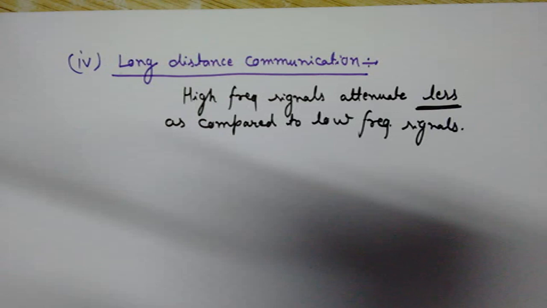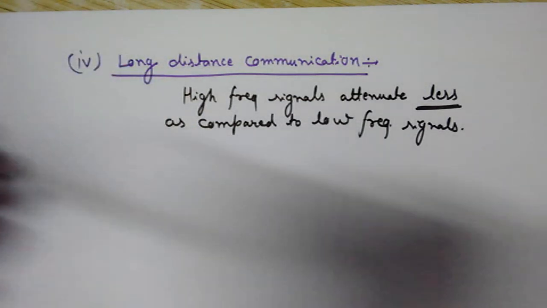So since we know that modulated signal has higher frequency than that of the message signal, since in modulation the low frequency message signal is carried by the high frequency carrier wave, because of it attenuates lesser in the channel. So the long distance communication becomes possible because of this lower level of attenuation, since it has higher frequency after modulation.